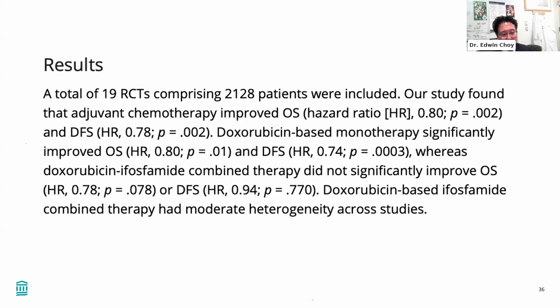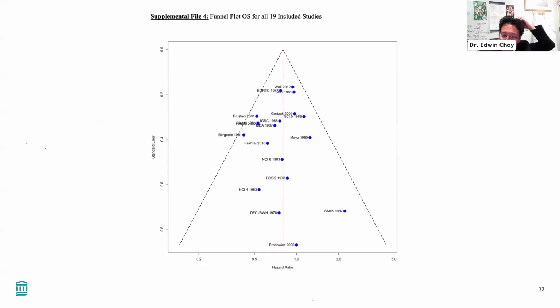However, the decrease in risk was very marginal, as well as the statistics around the benefits of either doxorubicin with or without ifosfamide. And so even the authors of this trial, I'm sorry. So before I go on, these are the 19 trials that they looked at.